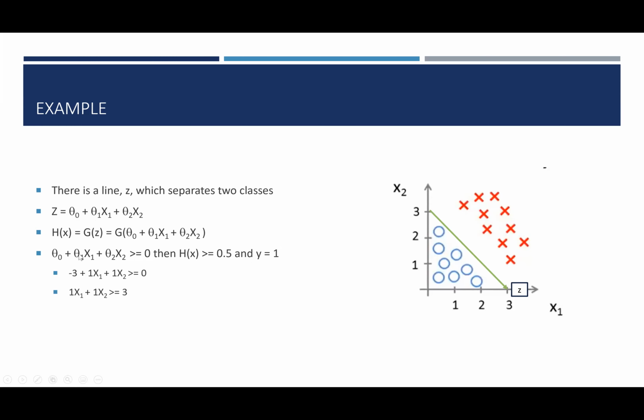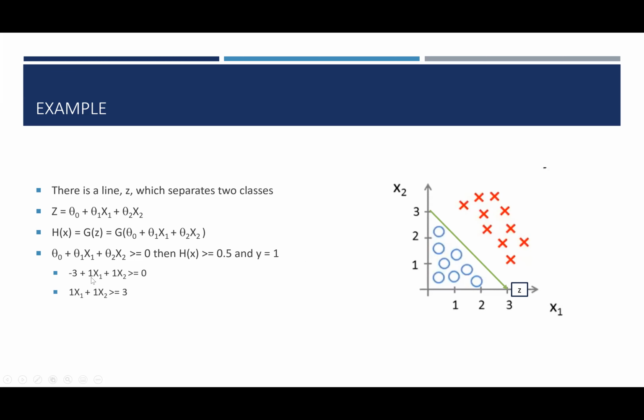What you can do is set z greater than or equal to 0, because as discussed on the previous slide, when that happens, h of x is at least 0.5, and thus you can predict that y equals 1. So with this line, z equals -3 plus x1 plus x2.